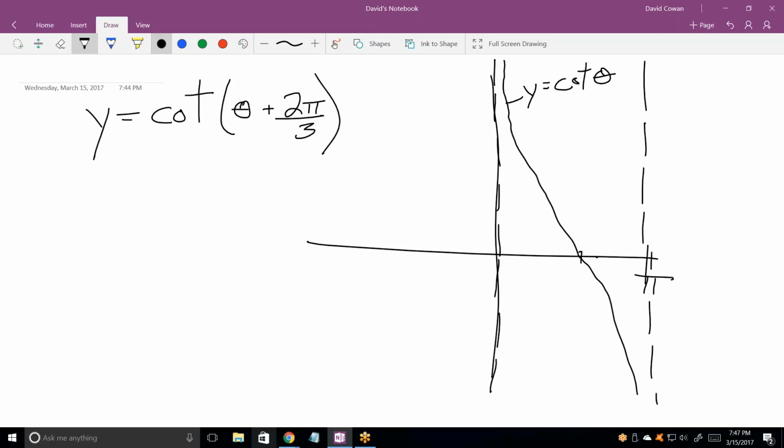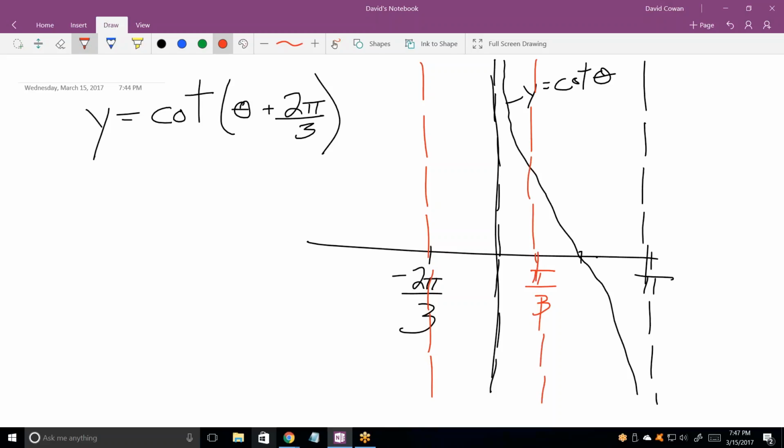Because c is actually a minus 2 pi over 3, all I'm going to do here is move my asymptotes 2 pi over 3 to the left. So if I call that minus 2 pi over 3, there's my first asymptote. And the period is still pi, so I've got to go to pi over 3. The difference between minus 2 pi over 3 and pi over 3 is 3 pi over 3, which is pi. So there's my new asymptote grid in red.